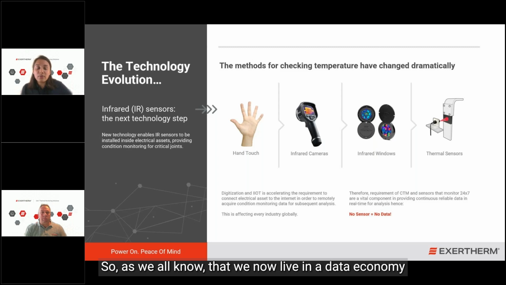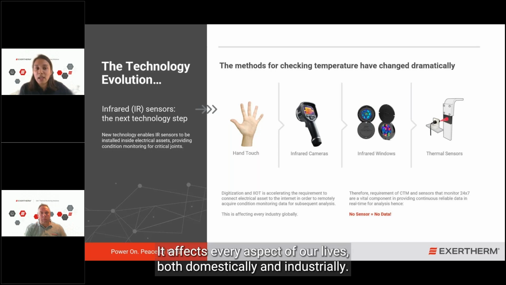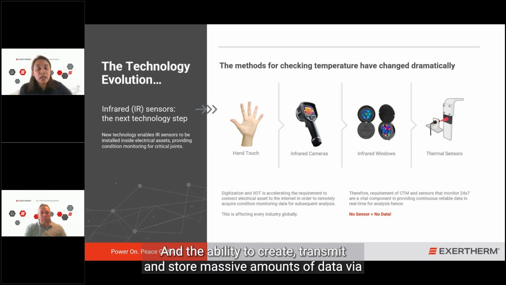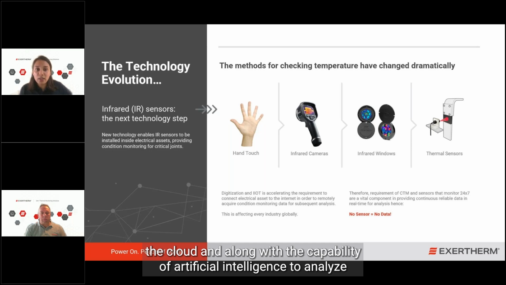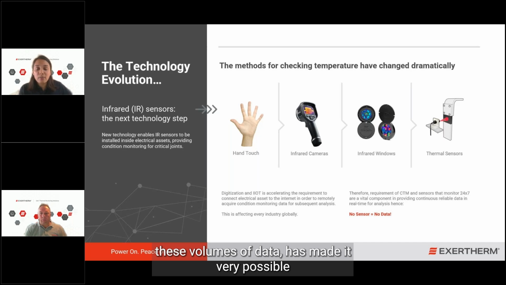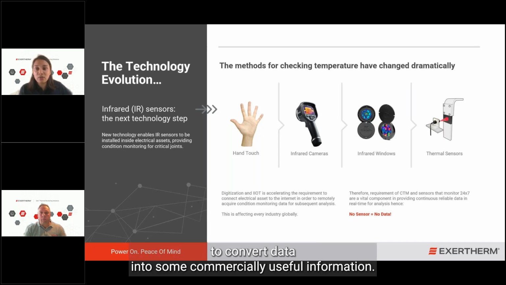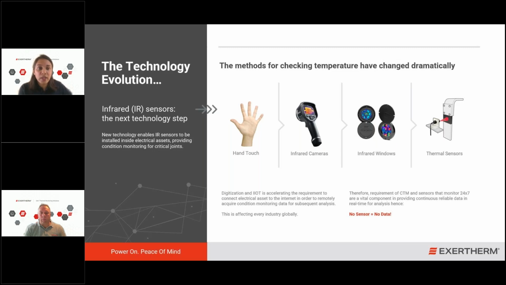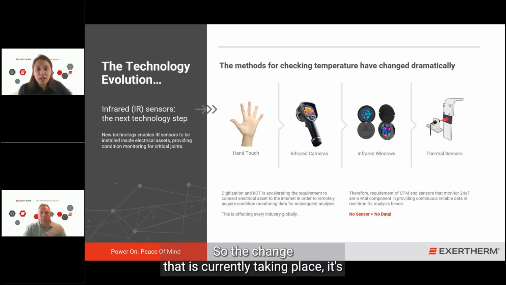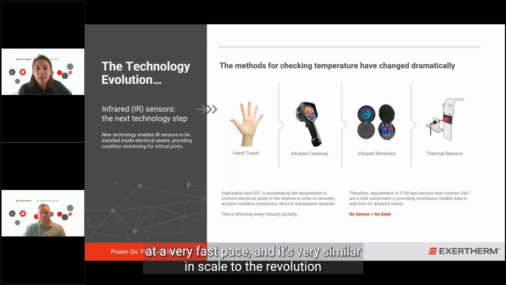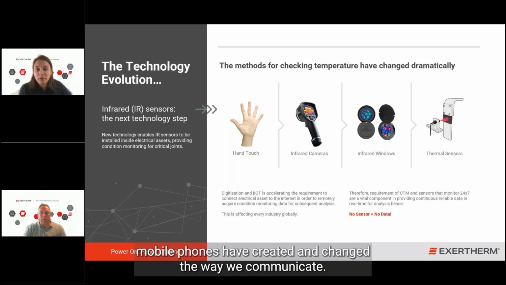As we all know, we now live in a data economy and we cannot physically exist without data. It affects every aspect of our lives, both domestically and industrially. The ability to create, transmit, and store massive amounts of data via the cloud, along with the capability of artificial intelligence to analyze these volumes of data, has made it possible to convert data into commercially useful information. The change currently taking place is at a very fast pace, and is similar in scale to the revolution mobile phones have created in the way we communicate.